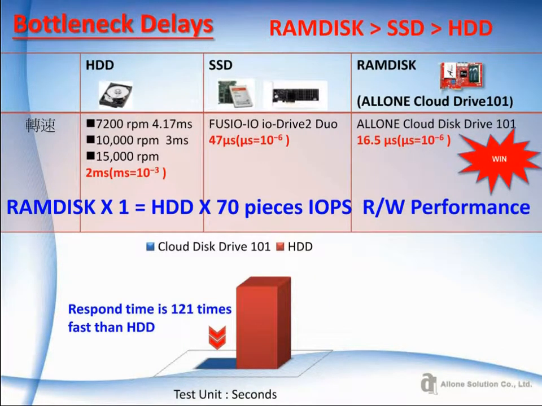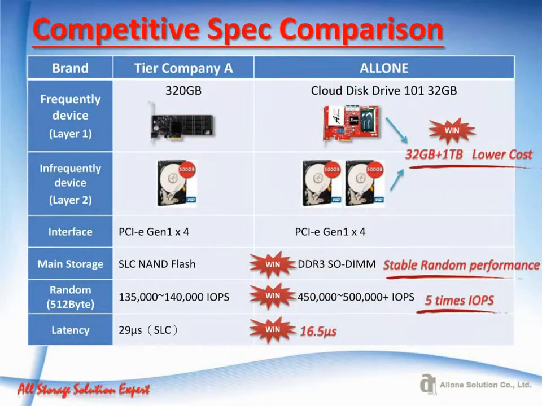As for the bottleneck delays, take a 50,000 RPM hard disk for example. It has 2 milliseconds. SSD gets 47 microseconds. And our RAMDisk 101 shows splendid performance at 60.5 milliseconds. Our marvelous response time is 121 times faster than a hard disk. Use one piece of our RAMDisk and you will get the IOPS of 70 hard disks, with high computing performance.